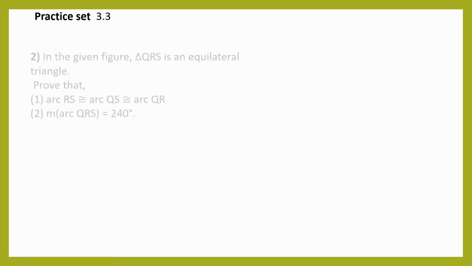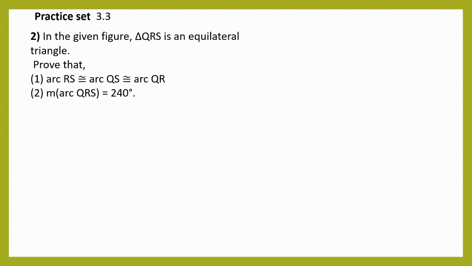Practice set 3.3, the second sum. In the given figure, triangle QRS is an equilateral triangle. We have to prove first, arc RS is congruent to arc QS, arc QS is congruent to arc QR. Second, measure arc QRS is equal to 240 degrees. We have to prove this.